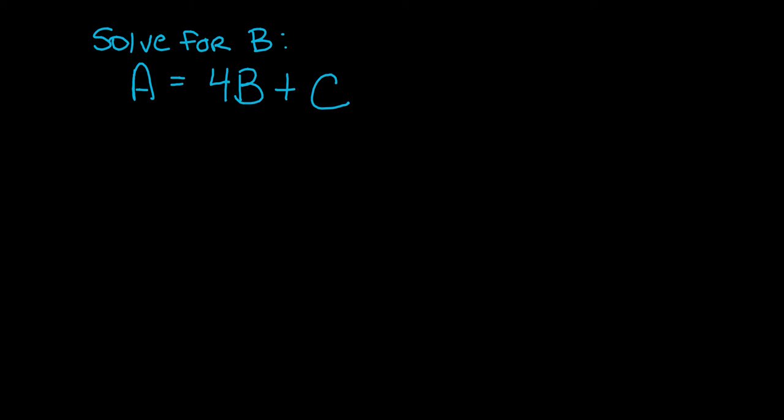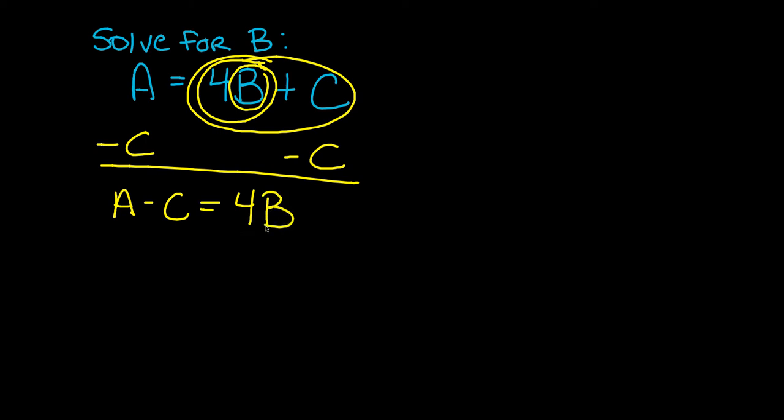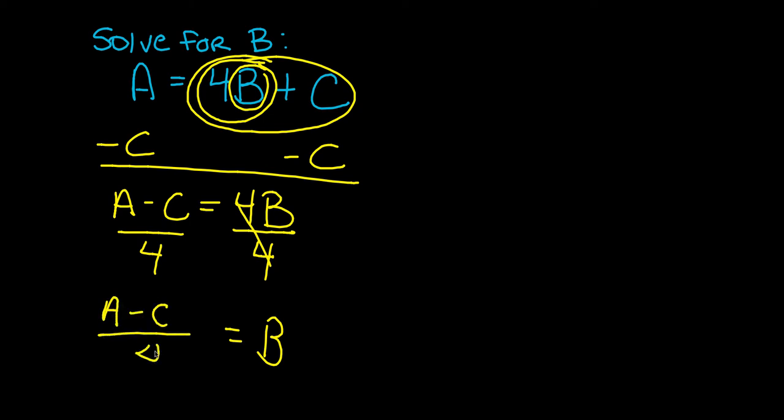Cool, so let's go ahead and see what we should have done. Hopefully you guys got it right. If not, we can take some notes right here. I'm going to circle my b because that's what I'm looking for. The 4 is stuck to that, and the plus c is stuck to that. So first thing I've got to get rid of is the outside layer, and the furthest away layer is that plus c. I'll get rid of that with a minus c. And I've got a minus c equals 4b. And then I have a 4 and a b. That's multiplication. And the way I get rid of multiplication is I divide by 4 on both sides. And I end up with b equals a minus c over 4.